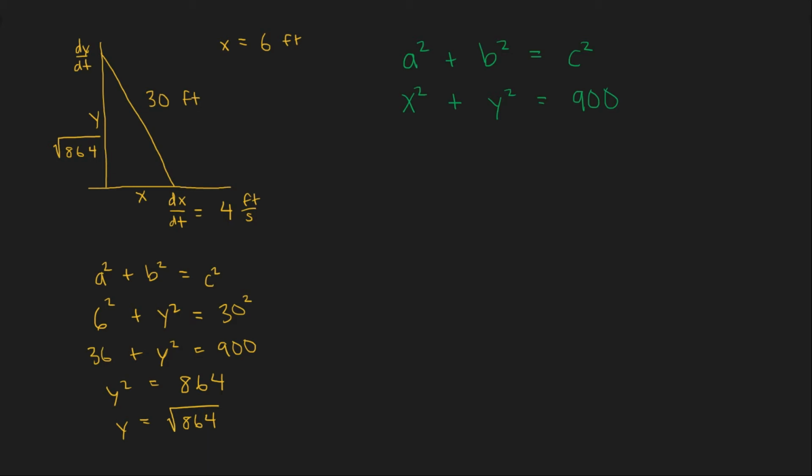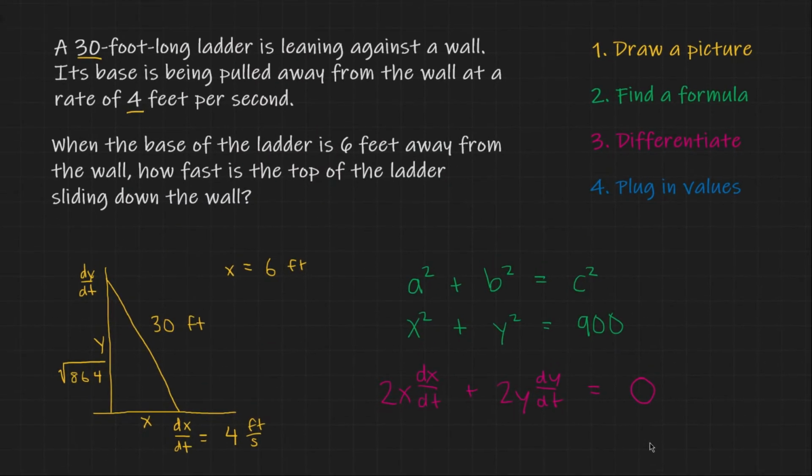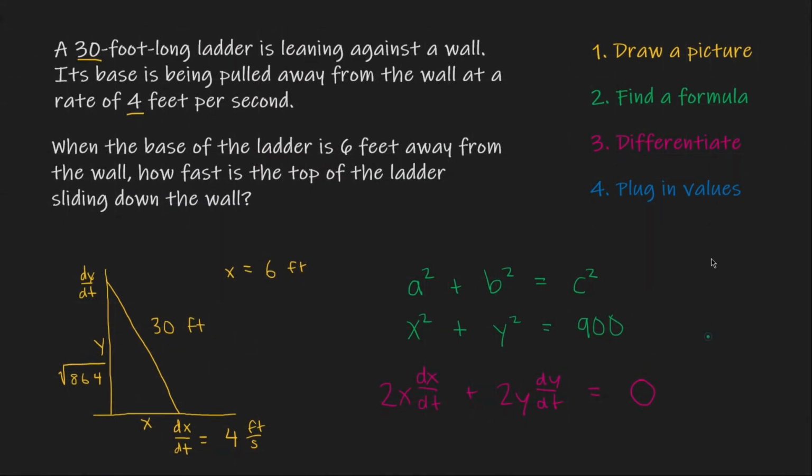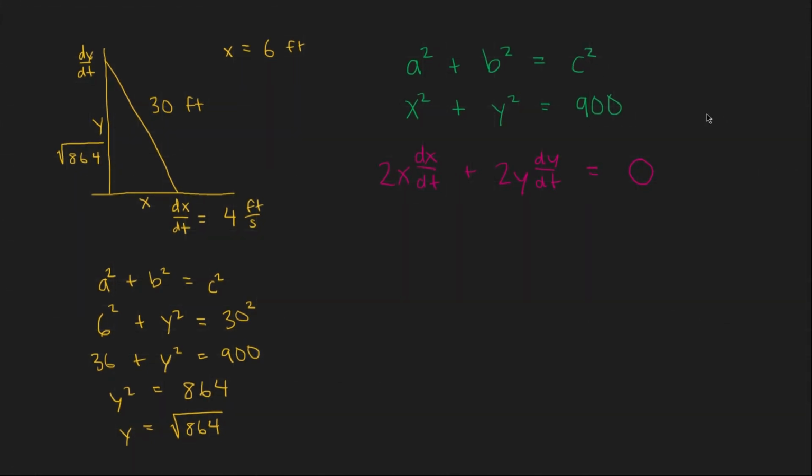So that'll be 2x, and we're differentiating with respect to time, so it's going to be dx over dt plus 2y dy over dt is going to be equal to 0, because the derivative of any constant is just going to be 0. And here we have our differentiated equation. So our final step is just going to be to plug in the values that we have. So I'll do that in blue.